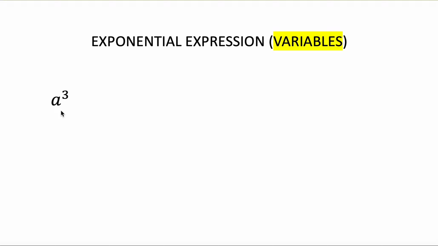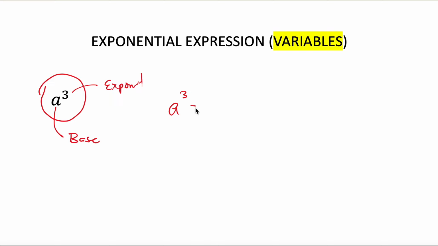So what's going to happen if I have an exponential expression with a variable? In this case, the base happens to be a letter. That's the base, and this would still be the exponent. So since we're not given a value for the variable, all we can do is expand. So for example, a to the third power equals a times a times a. A to the, let's say, fifth power, is equal to a times a times a times a times another a. 1, 2, 3, 4, and 5.